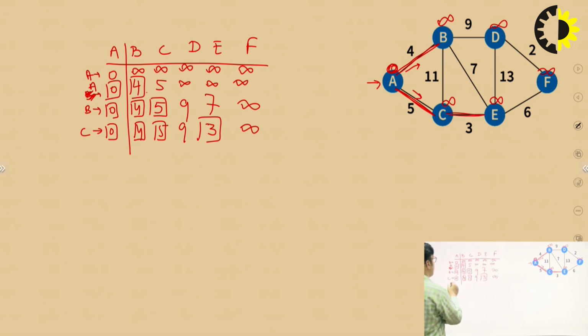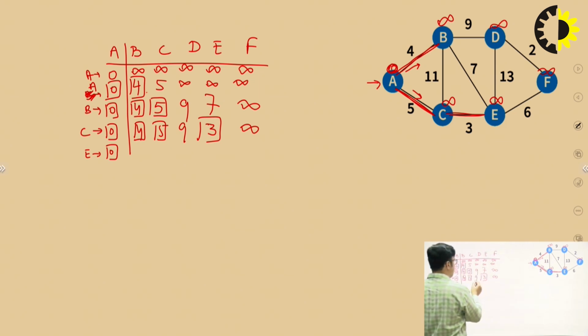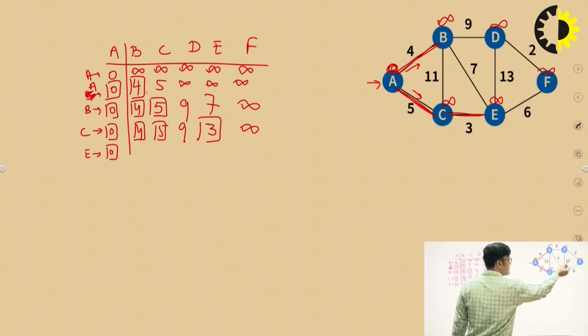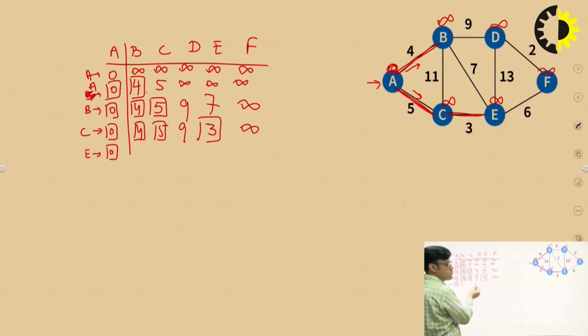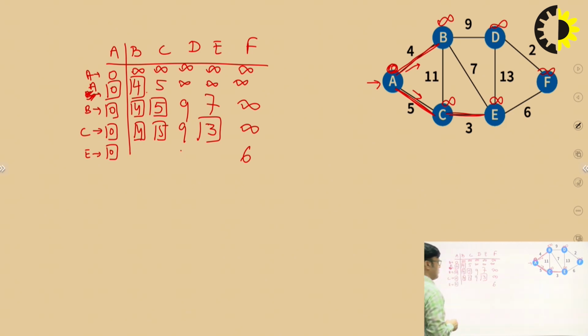Okay, students, now I am standing at E. This matrix, this particular column and these rows, will represent the queue. Now at E, we can travel to B, which is already visited. We can travel to D. From E to D it takes 13, but we already have a minimum path of 9, so we need not write 13 here. E to F is 6, so I will write 6 here. So 4, 5, 9, 3 are already written.